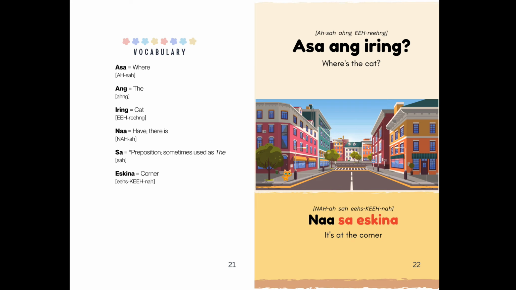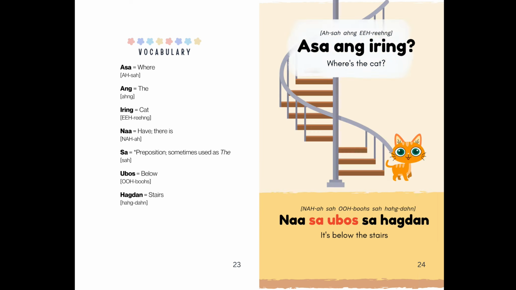Vocabulary list. Asa means where. Ang means the. Iring means cat. Naa means have or there is. Sa is a preposition, sometimes used as the. Esquina, corner.